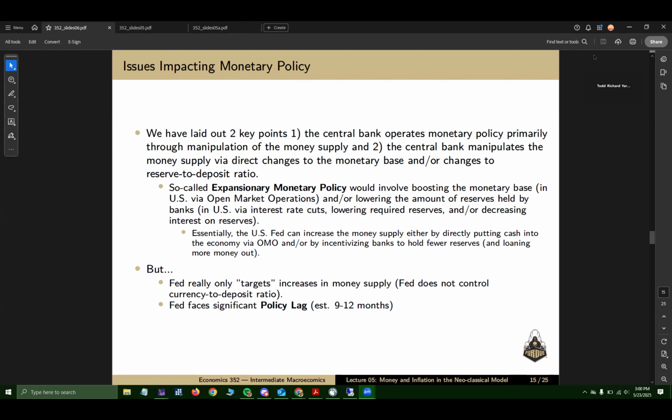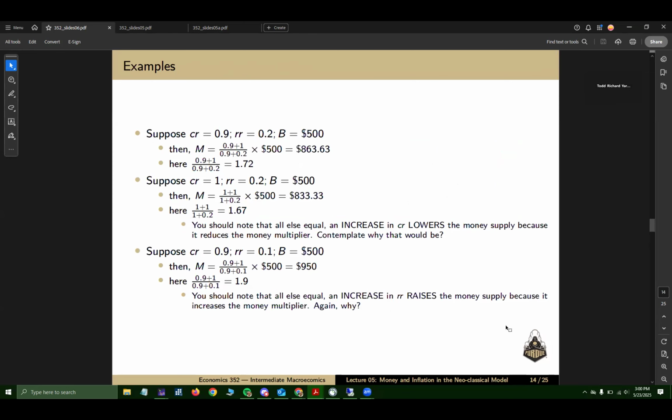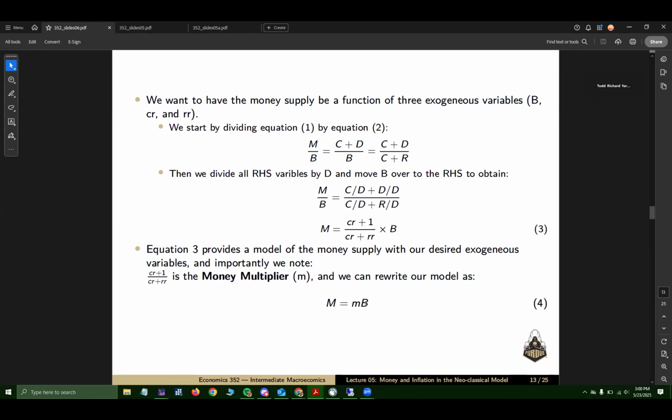We set up a simple model of the money supply. And again, the basic way to think about the money supply in this context is that the money supply is equal to the monetary base times the money multiplier. The money multiplier reflects preferences over holding money via cash versus deposits in banks.